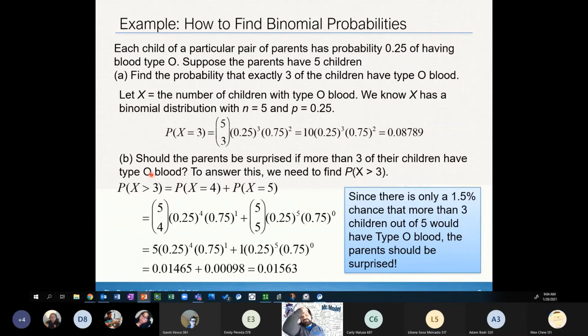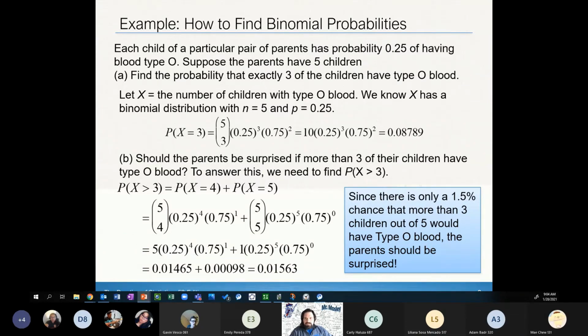The blue box here shows the answer to the question. Since there is only a 1.5% chance that more than 3 children out of 5 would have blood type O, the parents should be surprised. That's really slim odds. Now we've answered the question. This result here is not the answer to the question. It is the evidence we need to answer the question.